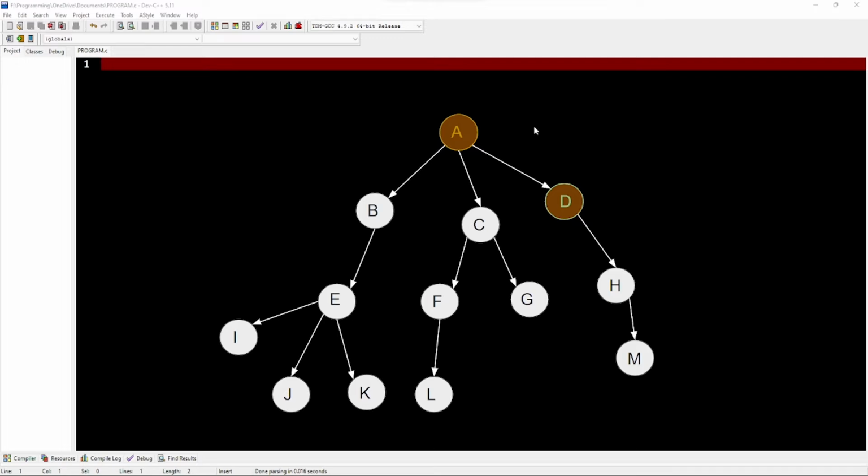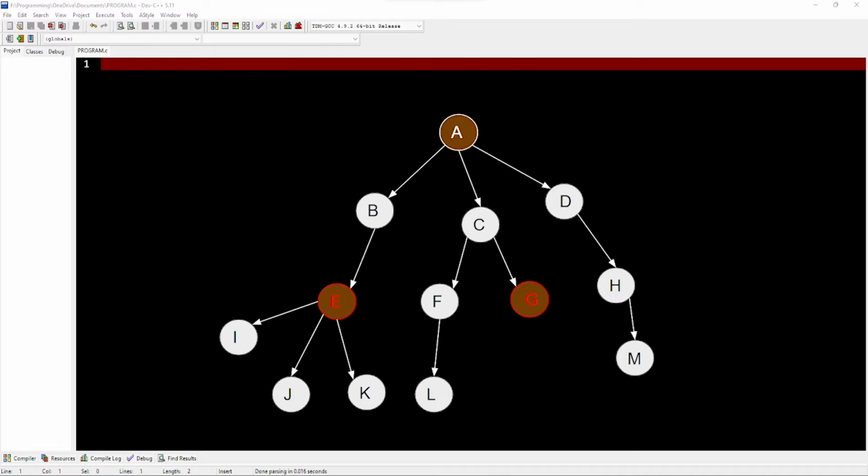In this case, if you take the first node, that is the root node, as the parent node, then D is going to be the child node. It is one of the children of the root node, that is the node A. Now let's move on to the other important terms.